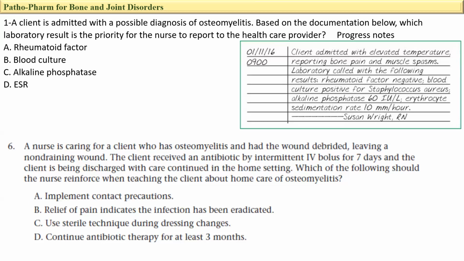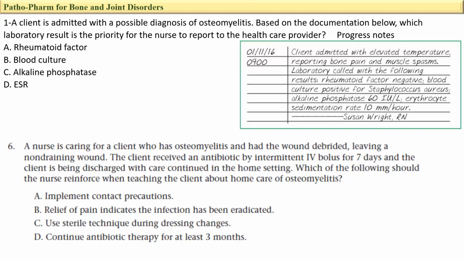So the early discontinuation of a prescribed antibiotic can allow infection to continue and may become chronic. Because the wound is already infected, most providers only recommend that contact precautions be implemented if the wound is drained, like, there's a drainage from the wound. So if the wound is drained, clean technique should be used for dressing changes.